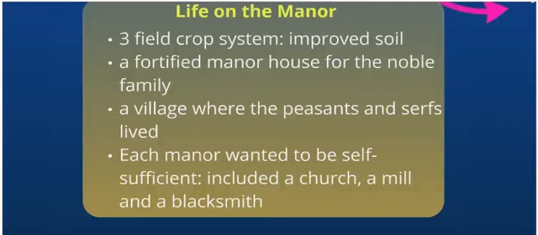Also on the manor, you had a fortified manor house for the noble family. This is where the noble family or the knight's family lived. Very large estate, remember, comparison to the Biltmore House. You also had a village. This is where the peasants and the serfs lived.